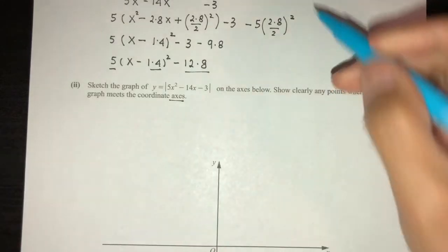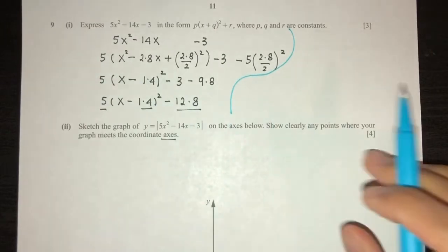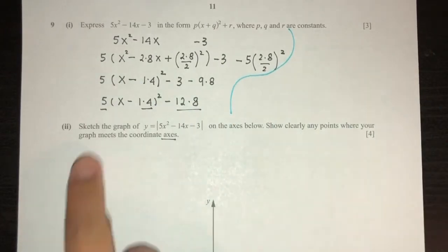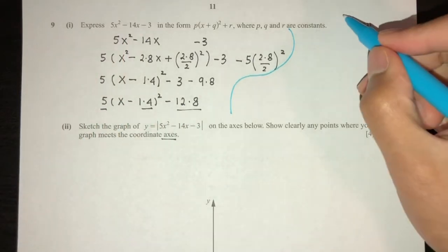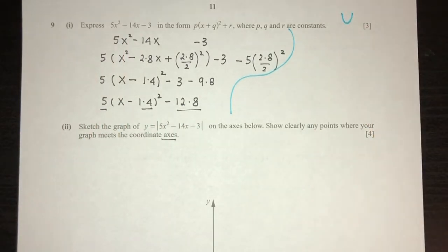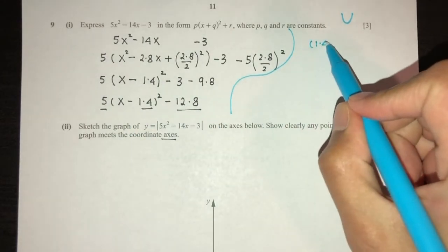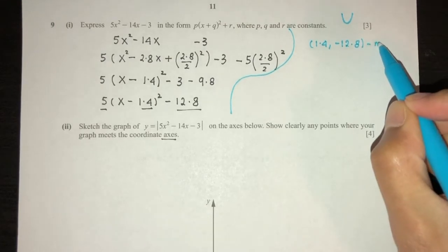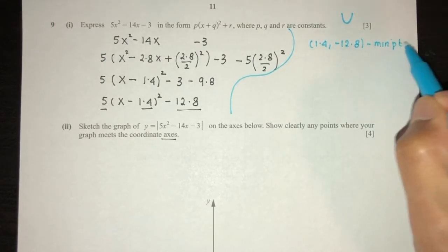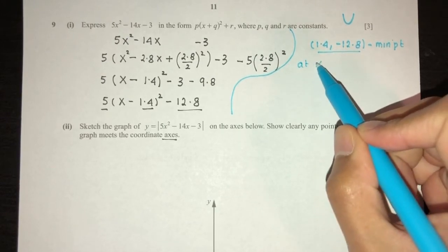So let me use a different color here. So first thing, this graph is a minimum graph because if the coefficient of x squared is positive, it has to be in this shape. Right. Now let's find out what is the minimum point. It is this value, 1.4 and minus 12.8. That is your minimum point, okay, of the graph.